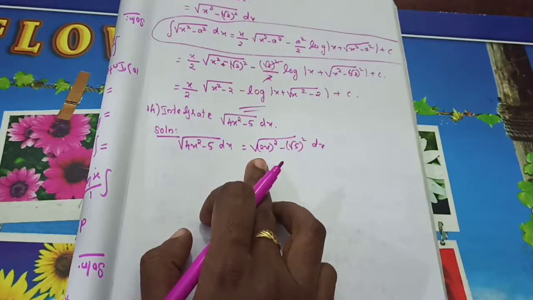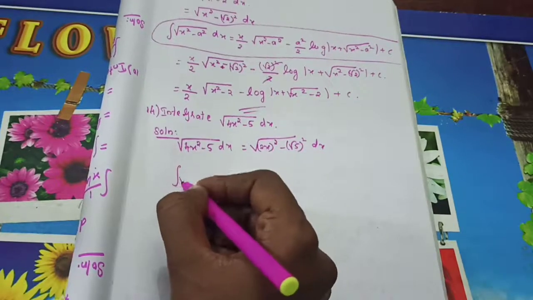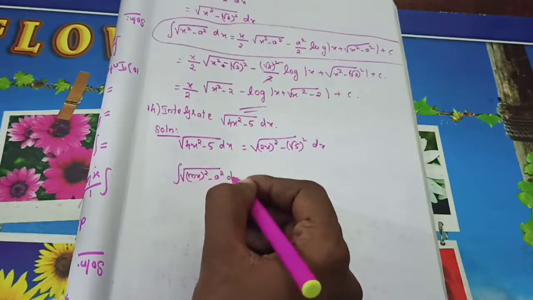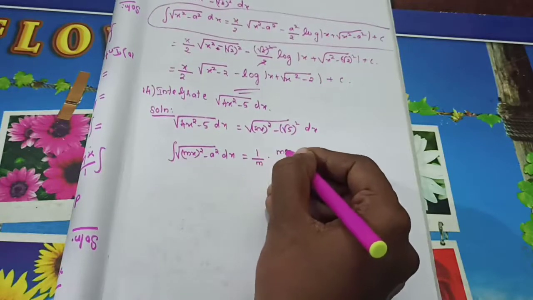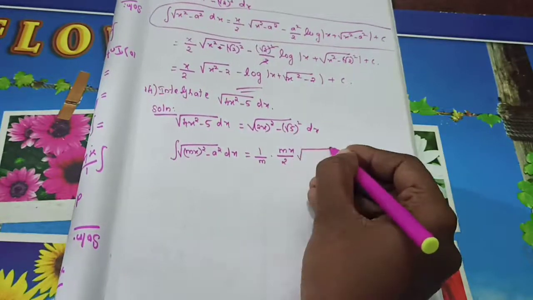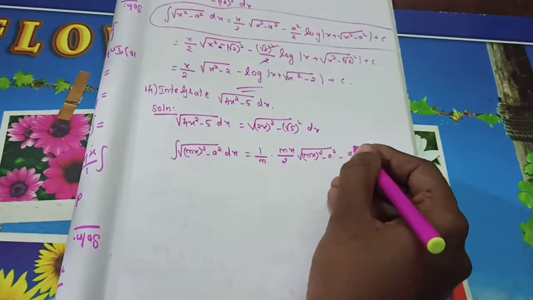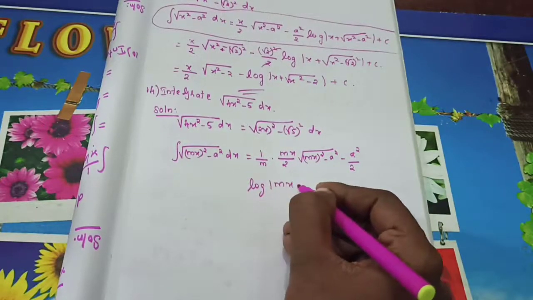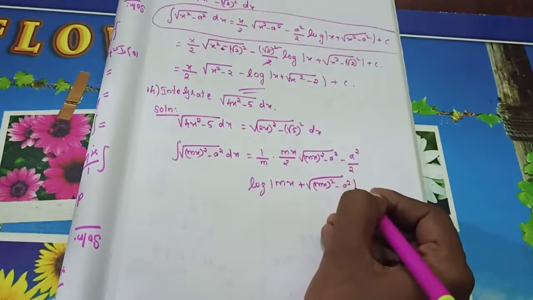So you want to be very careful when you are doing the integration. If a coefficient is there for x, we will divide by that particular coefficient. So the integral of the square root of (mx) the whole square minus a² dx is equal to 1 by m into [mx by 2 square root of (mx)² minus a² minus a² by 2 log of modulus of mx plus square root of (mx)² minus a²] plus c.